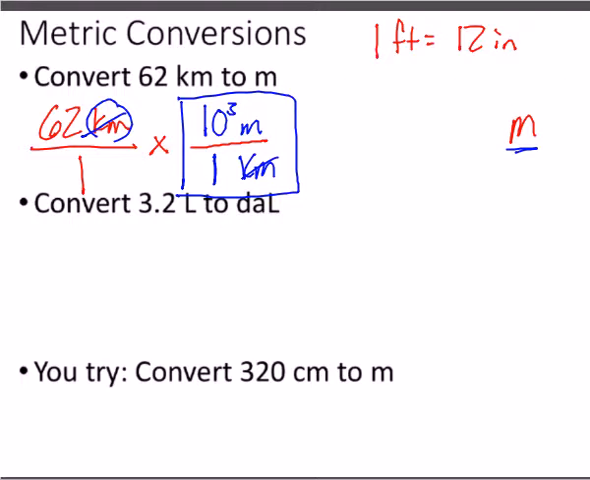Is this the unit I'm trying to get to? Right here? Yep. So there, I'm done. Now all I have to do is multiply out my fractions. The ones aren't going to matter because they're dividing by 1. It's not going to change anything. So it's 62 times 10 to the third, which is going to be 62,000 meters.